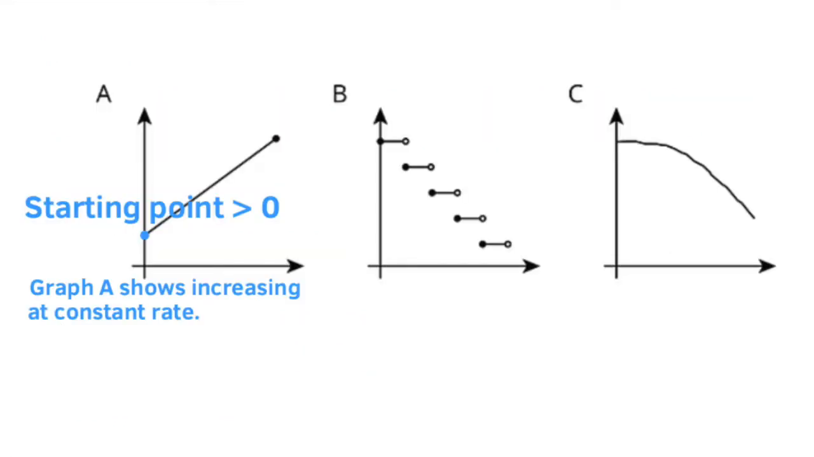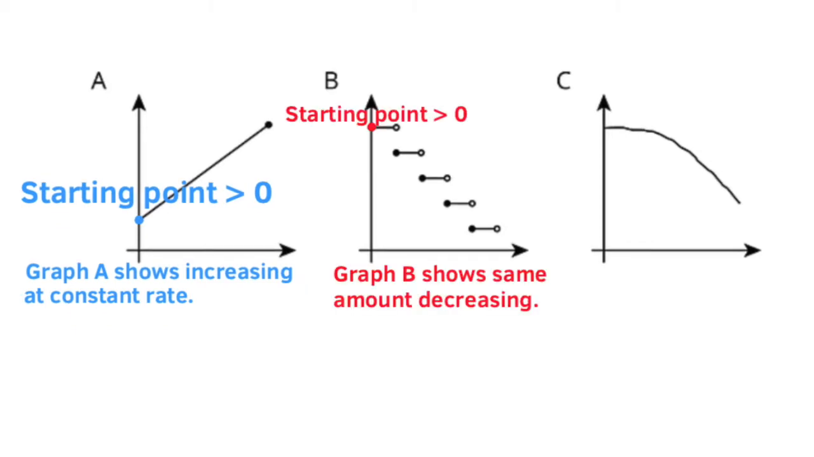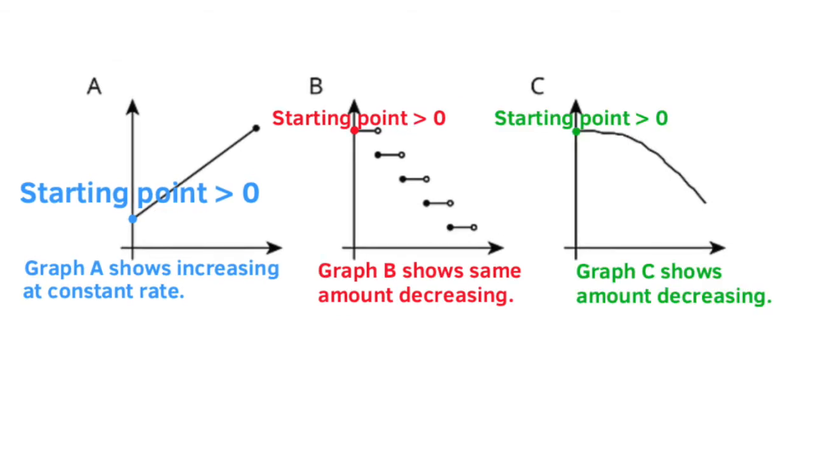For graph A, the starting point is greater than 0, and graph A shows increasing at a constant rate. Graph B has a starting point also greater than 0, and graph B shows the same amount decreasing. And finally, graph C has a starting point that's greater than 0, and graph C shows an amount decreasing.